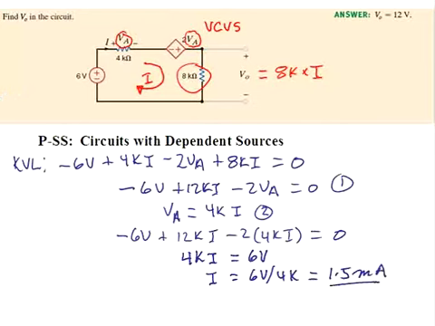Now we can use that result to obtain the desired voltage VO is equal to 8K times 1.5 milliamps, and that's equal to 12 volts.